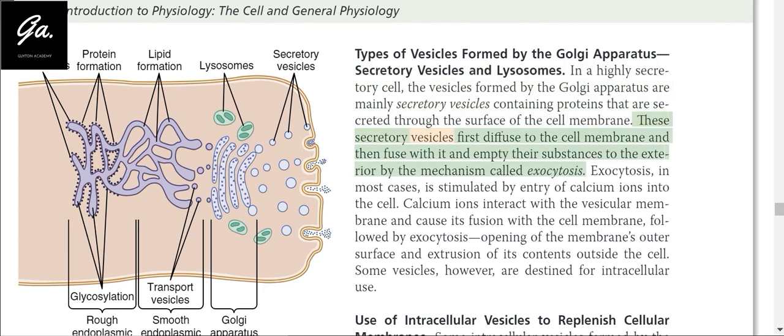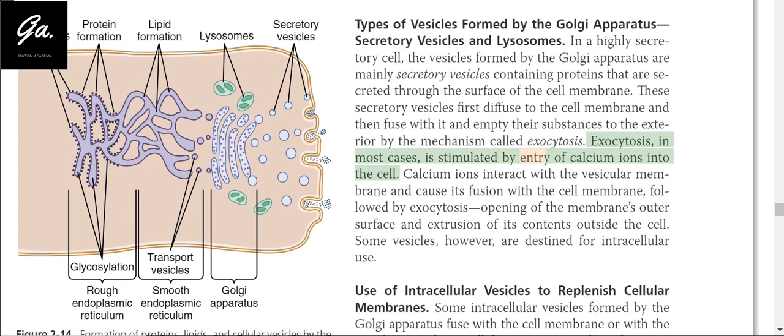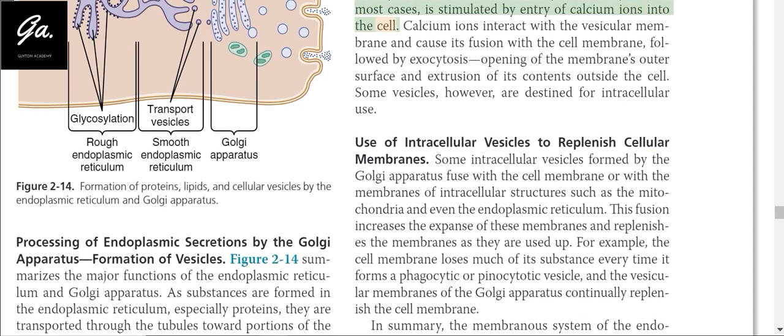These secretory vesicles first diffuse to the cell membrane and then fuse with it and empty their substances to the exterior by the mechanism called exocytosis. Exocytosis, in most cases, is stimulated by entry of calcium ions into the cell. Calcium ions interact with the vesicular membrane and cause its fusion with the cell membrane, followed by exocytosis, opening of the membrane's outer surface and extrusion of its contents outside the cell.